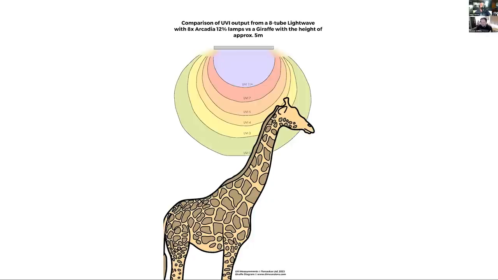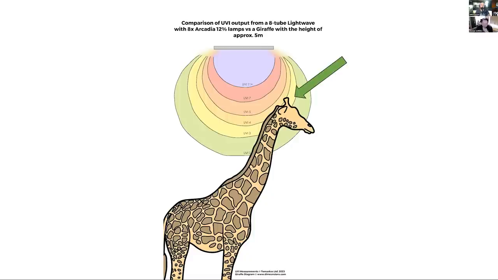A giraffe like this, again a proof of concept, is completely undoable, because its neck could be getting one UVI and its back could be getting a completely different UVI, and then its head could be getting maybe too much UV. And this doesn't take into consideration that this thing has a tongue a meter and a half long that could just touch the lamps. Right? Yeah. So some animals are really, really difficult to light.